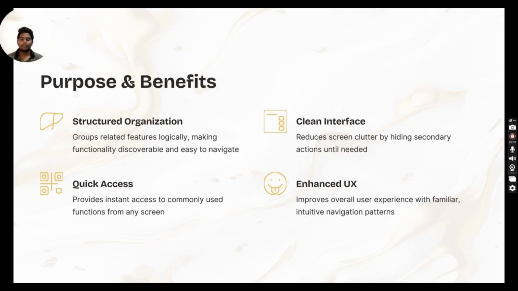Quick access. Provide instant access to commonly used functions on a screen. Compared to other menus, options menu provides faster access and enhanced UX, making the app more user friendly. So options menu makes the UX or interface more user friendly, so it can be used by the user in an easier manner.